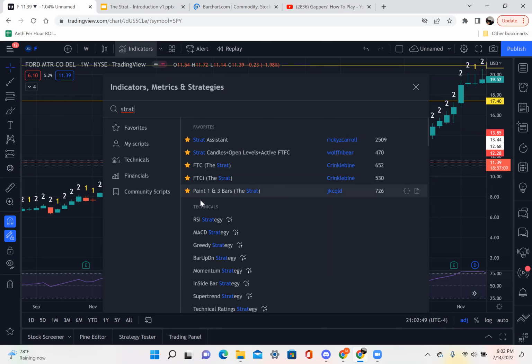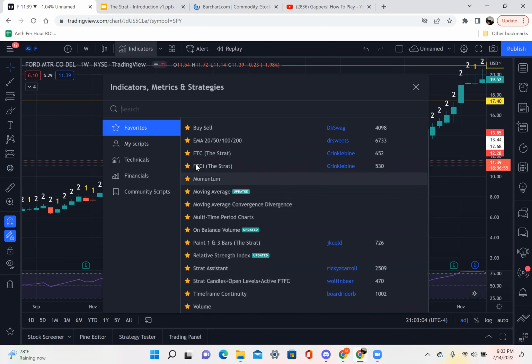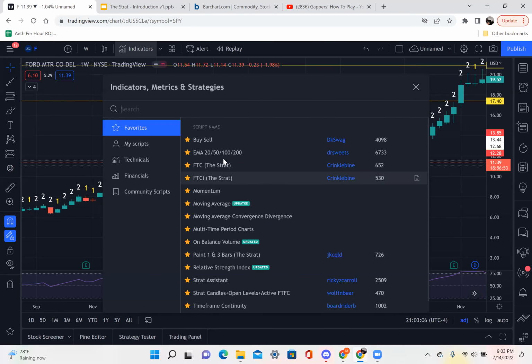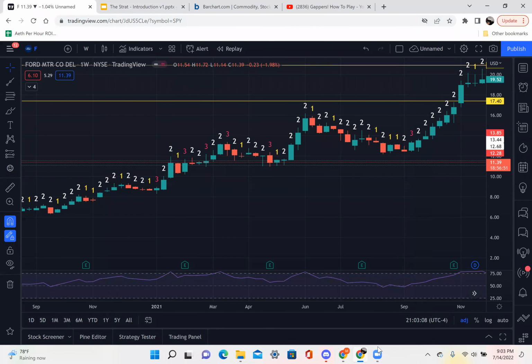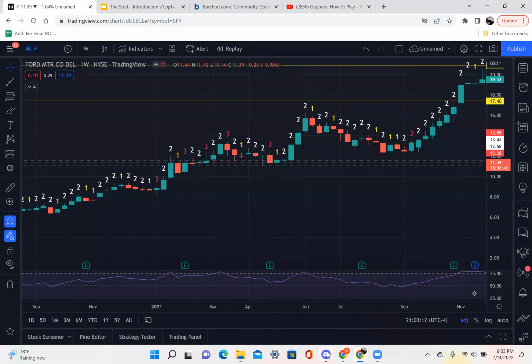And then you also have, dang, it's not on here. Strat, I forgot what it's called. It's just called strat candle. I don't know why it's not on here right now. They could have took it off, but yeah. It's called candle types. Candle type.